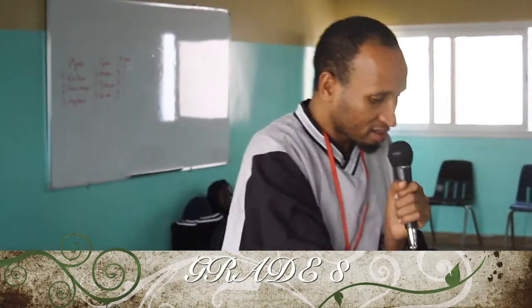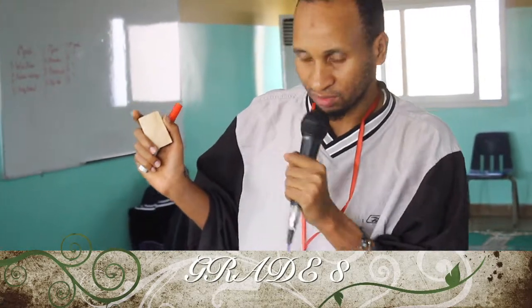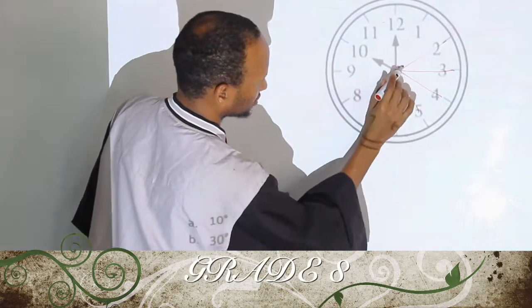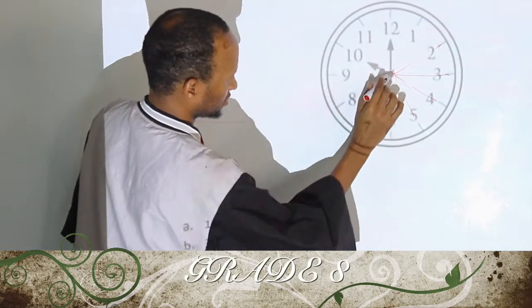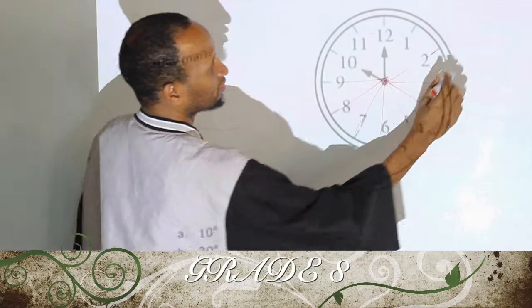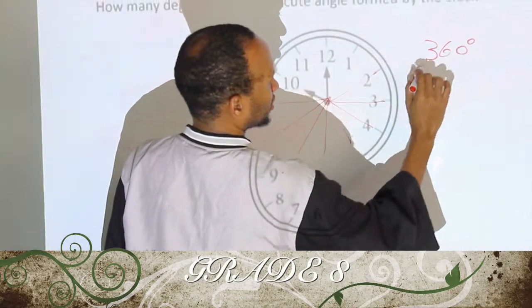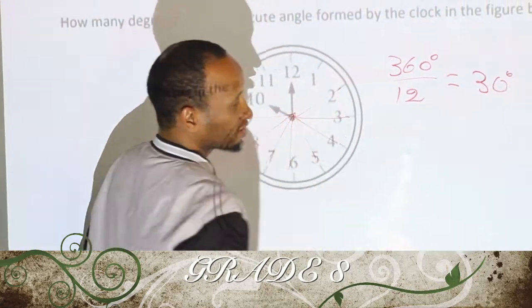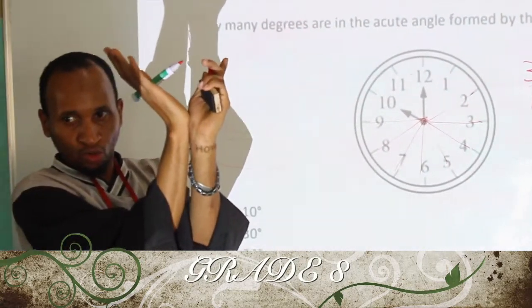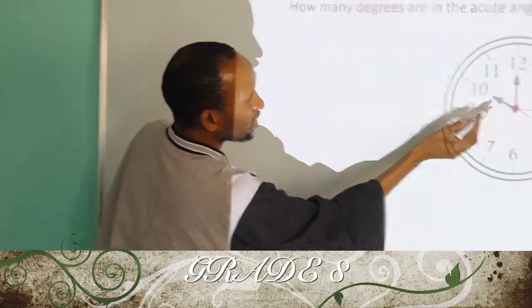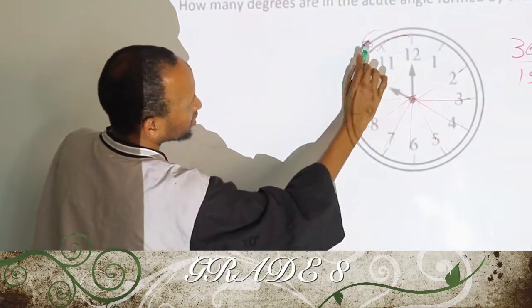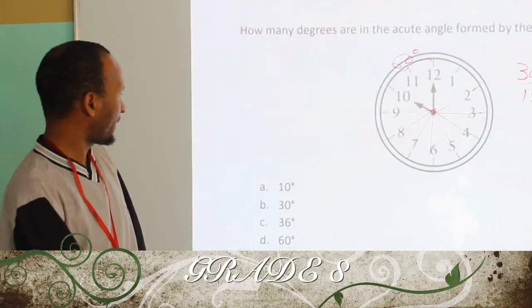So you find the angle between any two divisions by dividing 360 by 12. Here, here, here, here. So if you do that, it's going to give you 30. So each two consecutive divisions is 30. What you want is the angle between these two here. This is 30, this is 30. So that makes it 60.